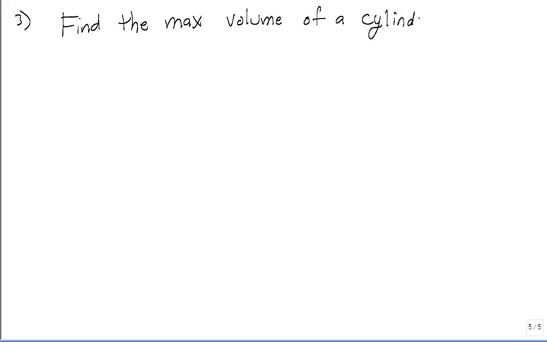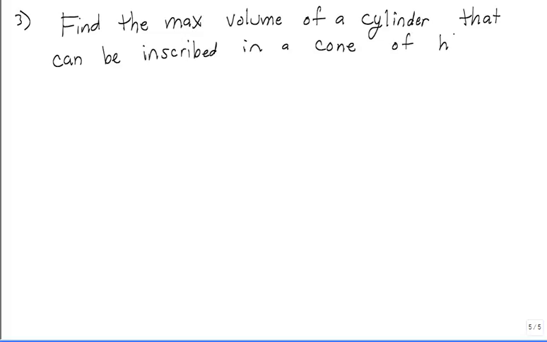Okay, next one. Find the maximum volume of a cylinder that can be inscribed in a cone of height 12 centimeters and radius 4 centimeters.